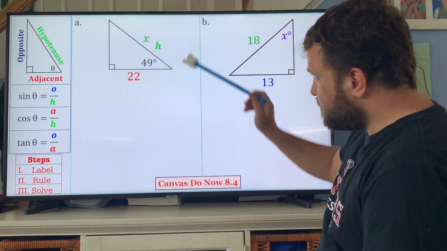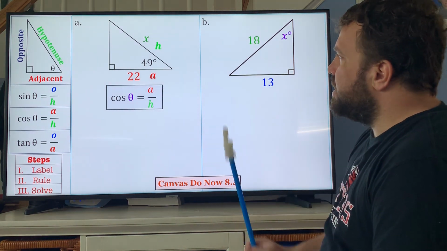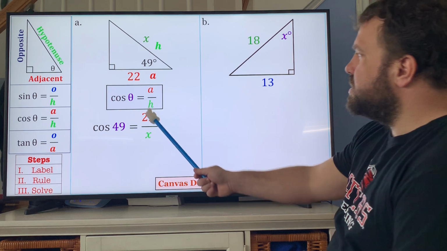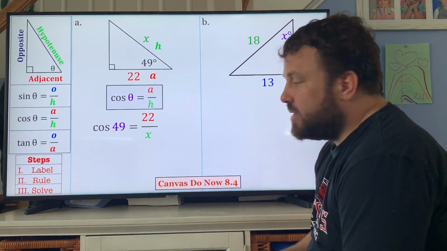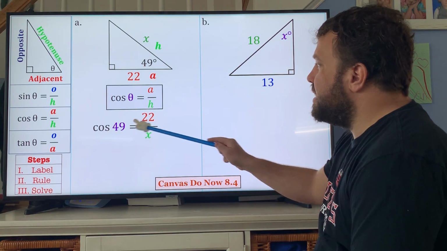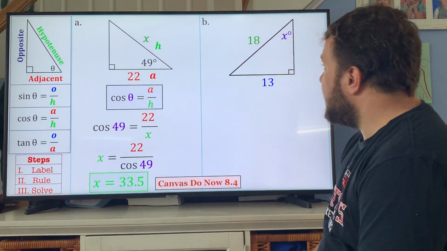Here we go. Hypotenuse, adjacent. Perfect. Cosine, angle equals adjacent over hypotenuse. Cosine 49 equals 22 over x. Since the x is on the bottom in the denominator, what you do is divide that number by your trig function. Type it in your calculator, you get 33.5.